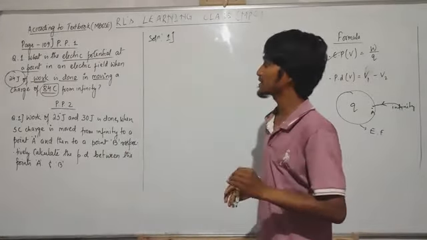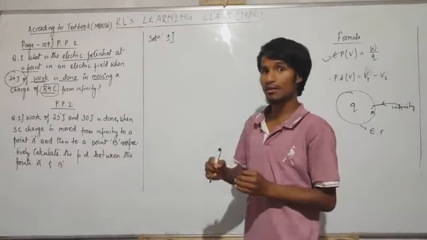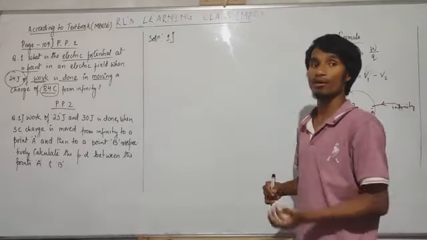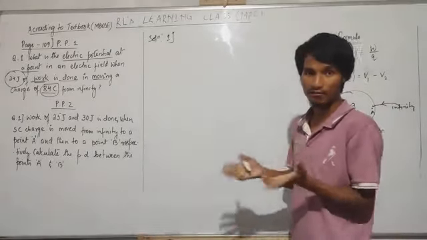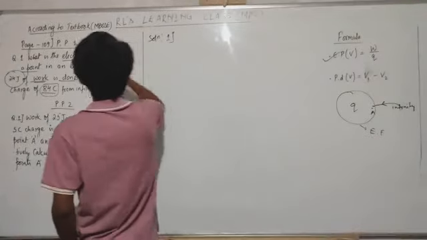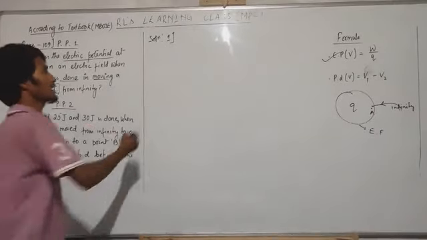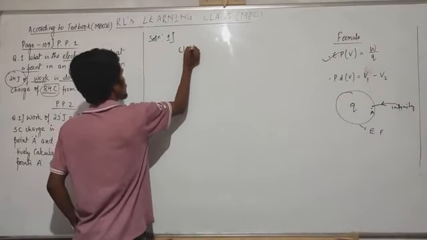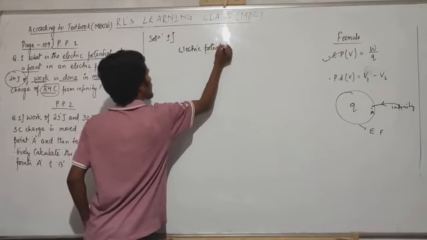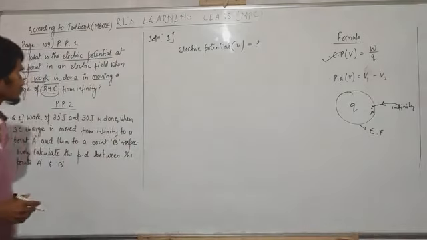Remember, always write what is given in the equation. Once you understand what is given, check what is asked to find, then recall the formula related to that given data. Now here, what is asked? Electric potential. So I'll write: electric potential V is equal to question mark, we need to find.